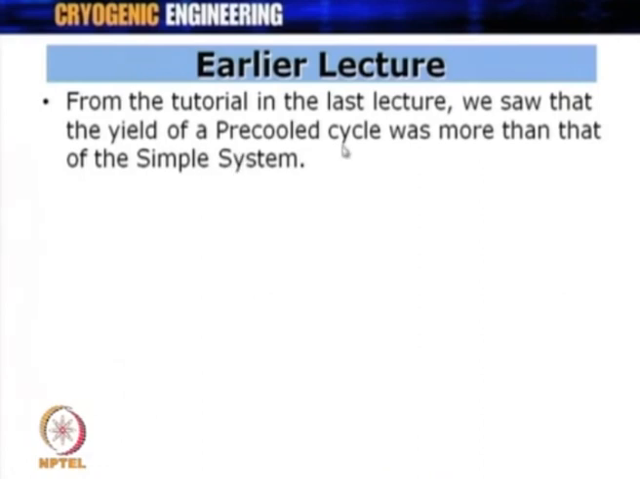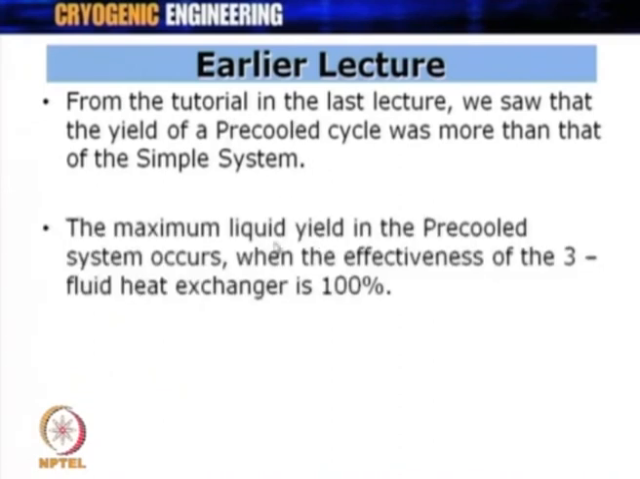From the tutorial in the past lecture, we saw that the yield of a pre-cooled cycle was more than that of the simple system, and this is why we do pre-cooling basically. The maximum liquid yield in the pre-cooled system occurs when the effectiveness of the 3 fluid heat exchanger is 100%, but as you know, in a practical system, the heat exchanger effectiveness will not be 100%, so the effect of this also has to be considered.